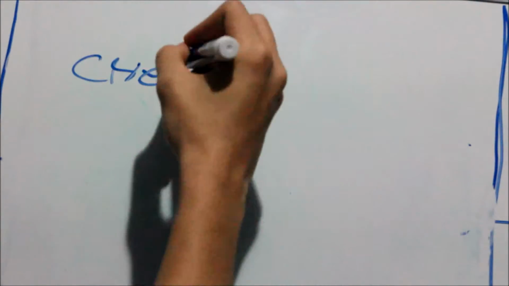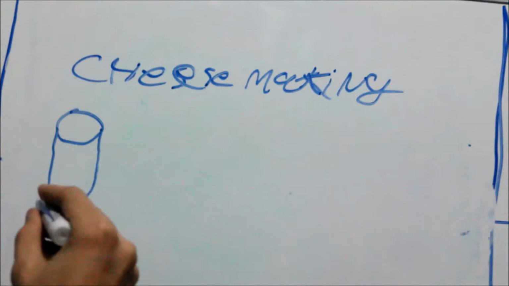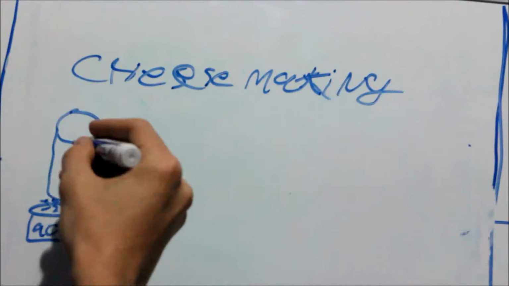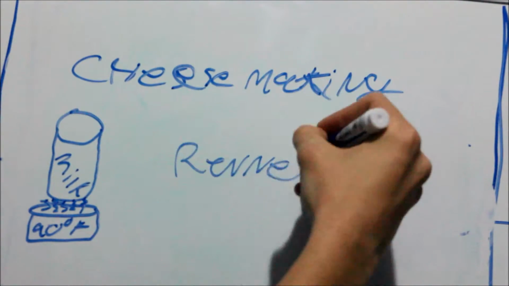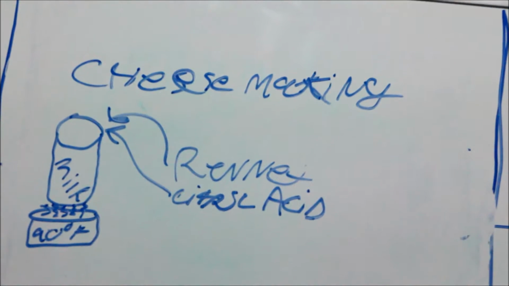To make cheese, the milk is heated to 90 degrees Fahrenheit. This is done so that the enzyme called rennet can make cheese faster. Citric acid is also added to the milk to speed up the process. Why do we heat the milk and add citric acid? Because rennet's optimal temperature is around 90 degrees Fahrenheit, and it works best in an acidic environment. Anyways, back to the cheese.